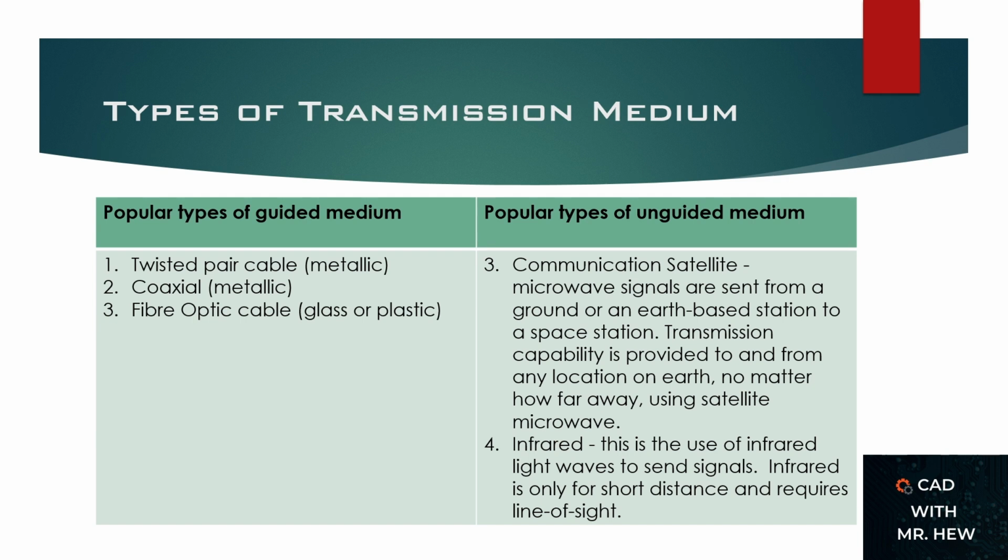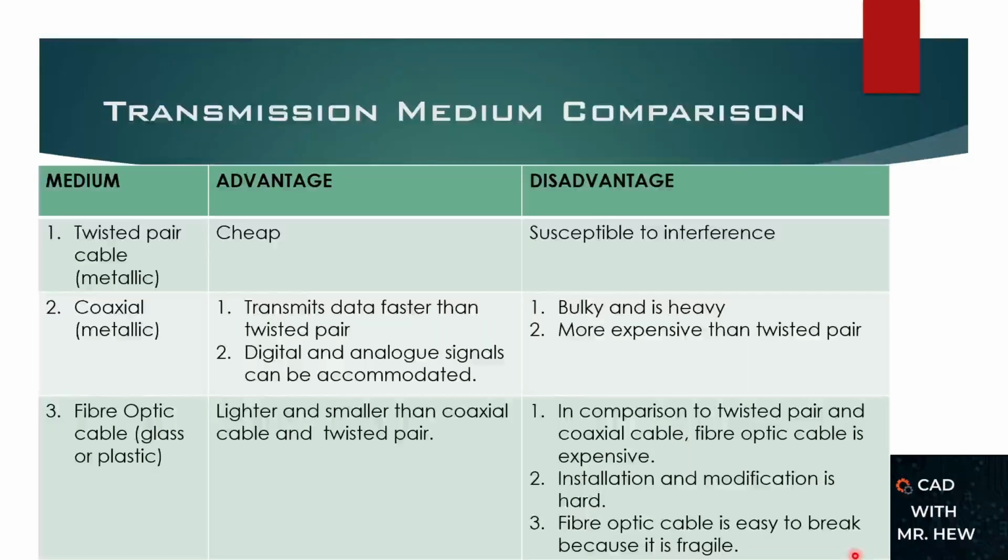Then fourthly, we have the infrared. This is the use of infrared light waves to send signals. Infrared is only for a short distance and requires line of sight.